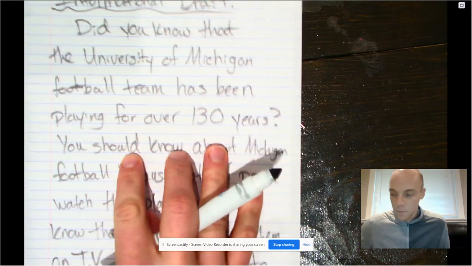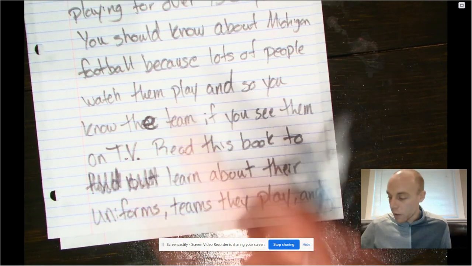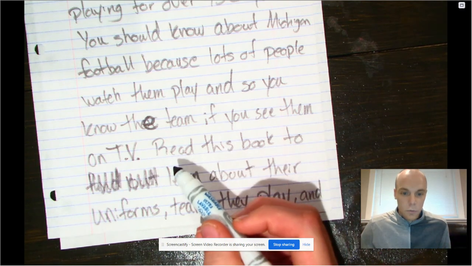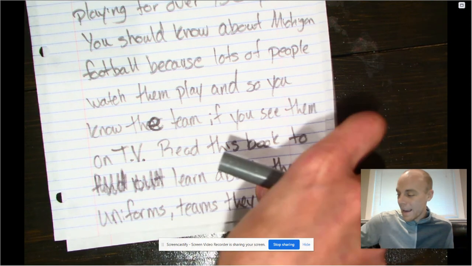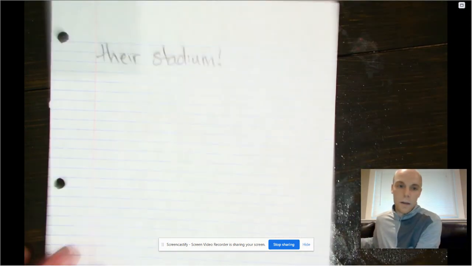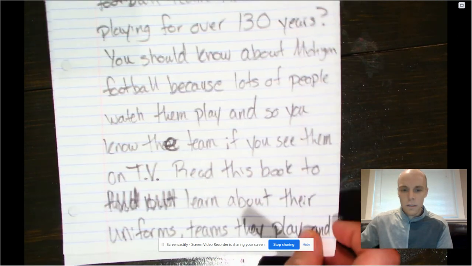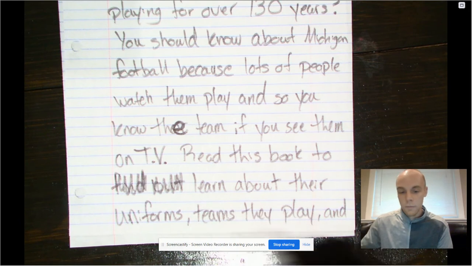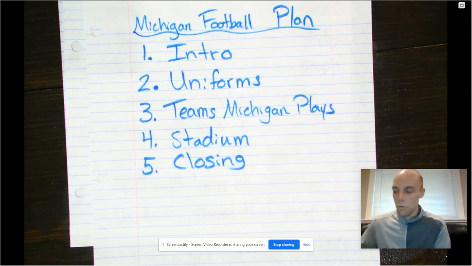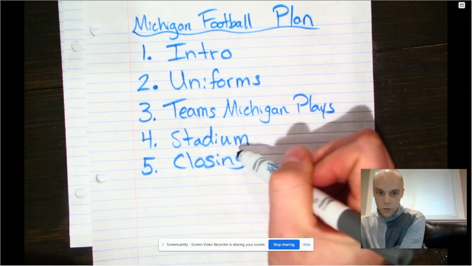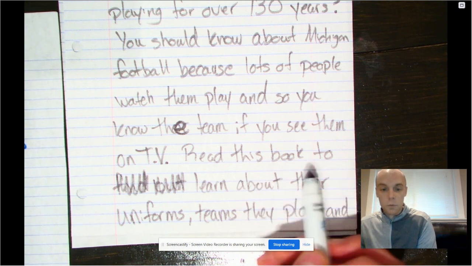First sentence, cool fact. Second sentence, why I need to know about it. And the next one is to introduce it. So it says read this book to learn more about their uniforms, teams they play, and, pull it down here, their stadium. Why did I pick those three things? I picked those three things to write about. I also use the commas in a series because those are the same things that are on my plan. So my plan for number 2, 3, and 4. So they're right there. So read this book to find out, read this book to learn about.